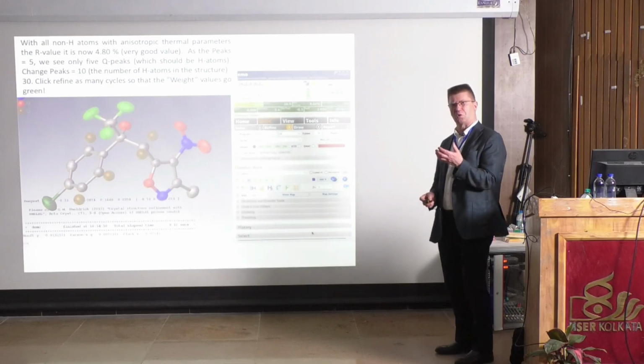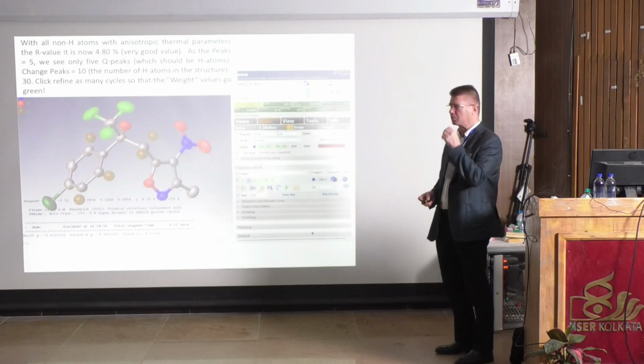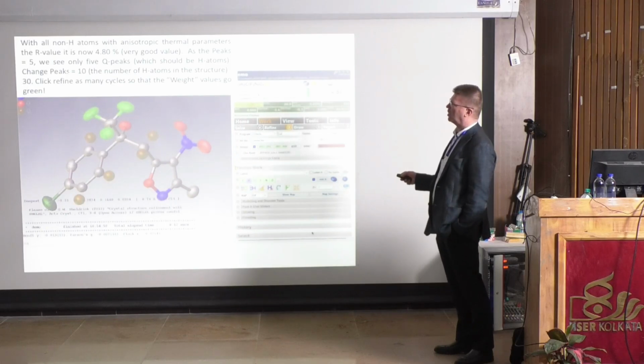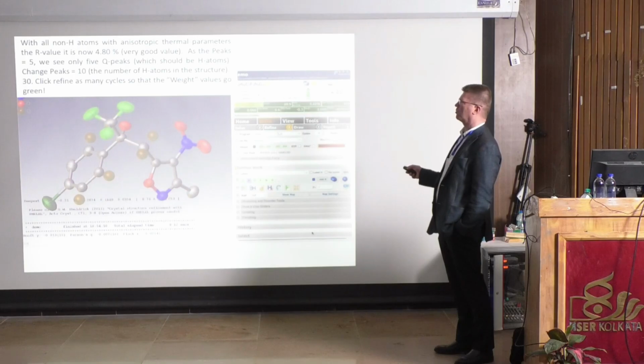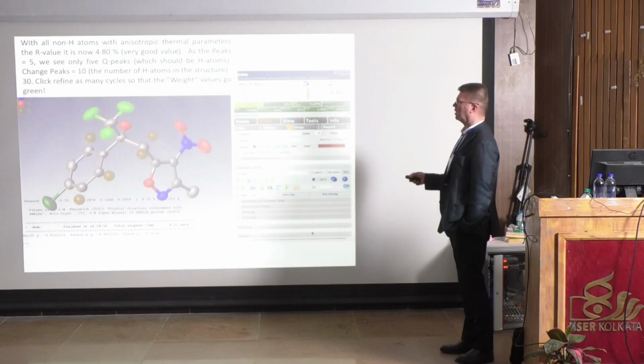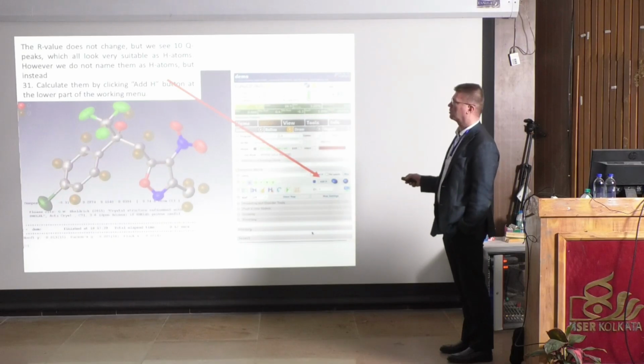So our data is so good that we start seeing the ghost of a hydrogen. Hydrogen has only 1 electron, so it's not very good at diffracting, but we can see, okay, yes, this could be the CH2 hydrogens. So let's change the peaks to 10, that's the number of the hydrogen atoms in the structure, and then refine. Again, go and click refine. And now, look what we see. The R value didn't change, but we see 10 Q peaks, which look very suitable as hydrogen atoms.